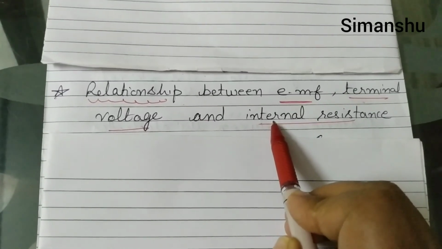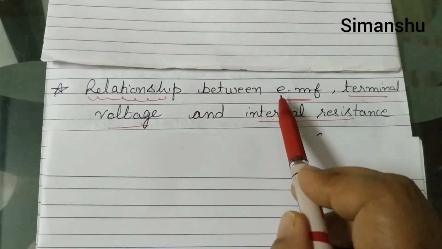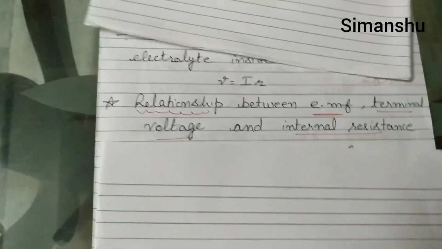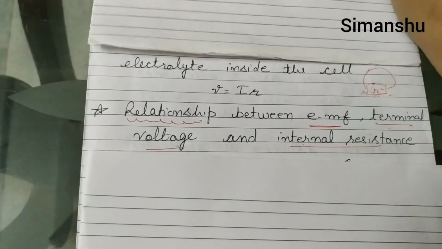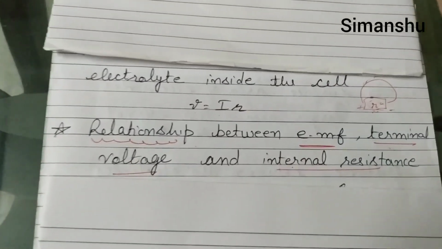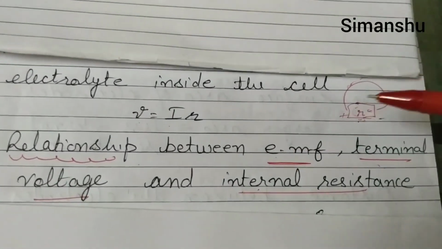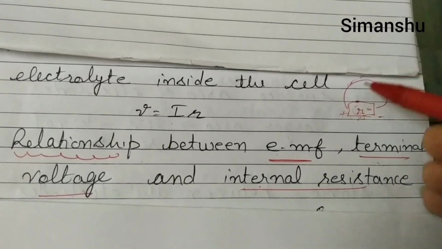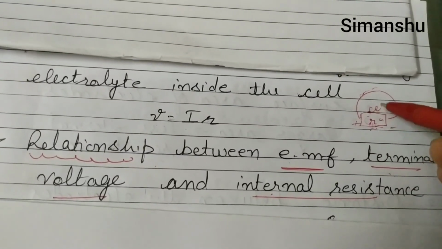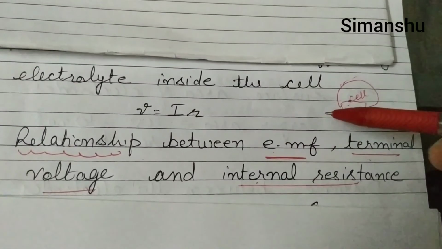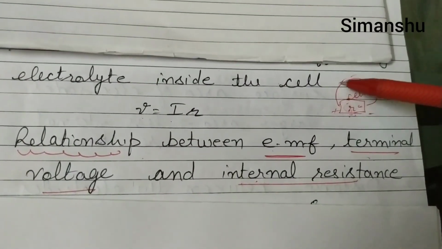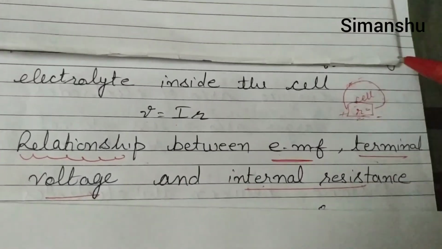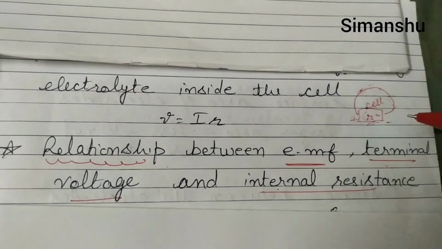Let me remind you what these things are. For this, we made a simple diagram for your understanding only. Otherwise, specific diagrams are there. Here, we made a cell. This box is showing a cell. And this wire means here different components we can connect: an ammeter, a load, whatever.